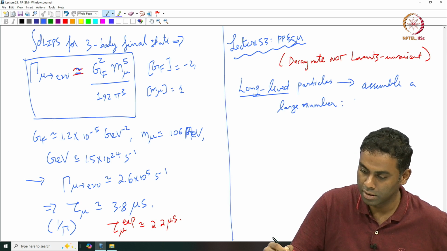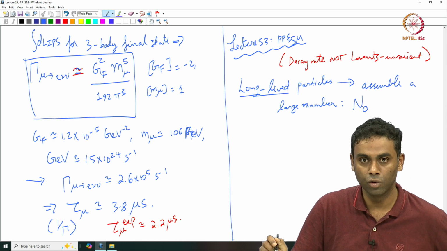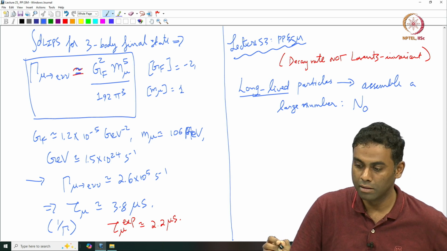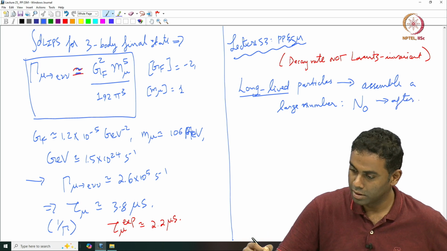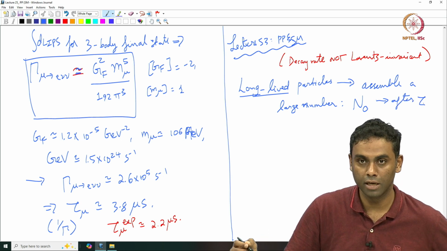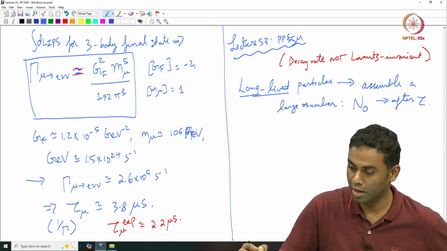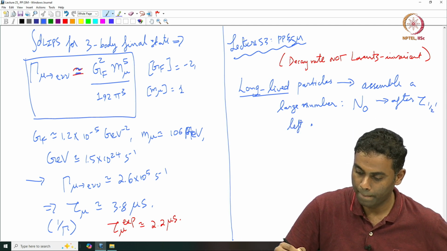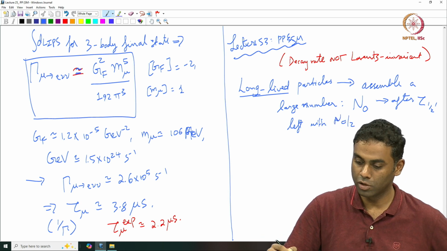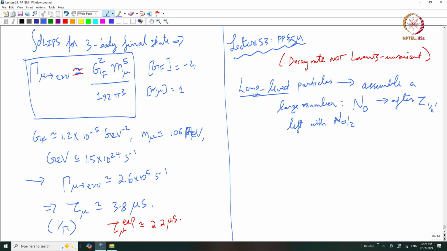If you started with some n0 number of particles, then after the decay lifetime or the half life if you want, you are left with n0 over 2, right, because ultimately all of this comes down to an exponential depletion of the particle population. Remember all this from high school, correct.